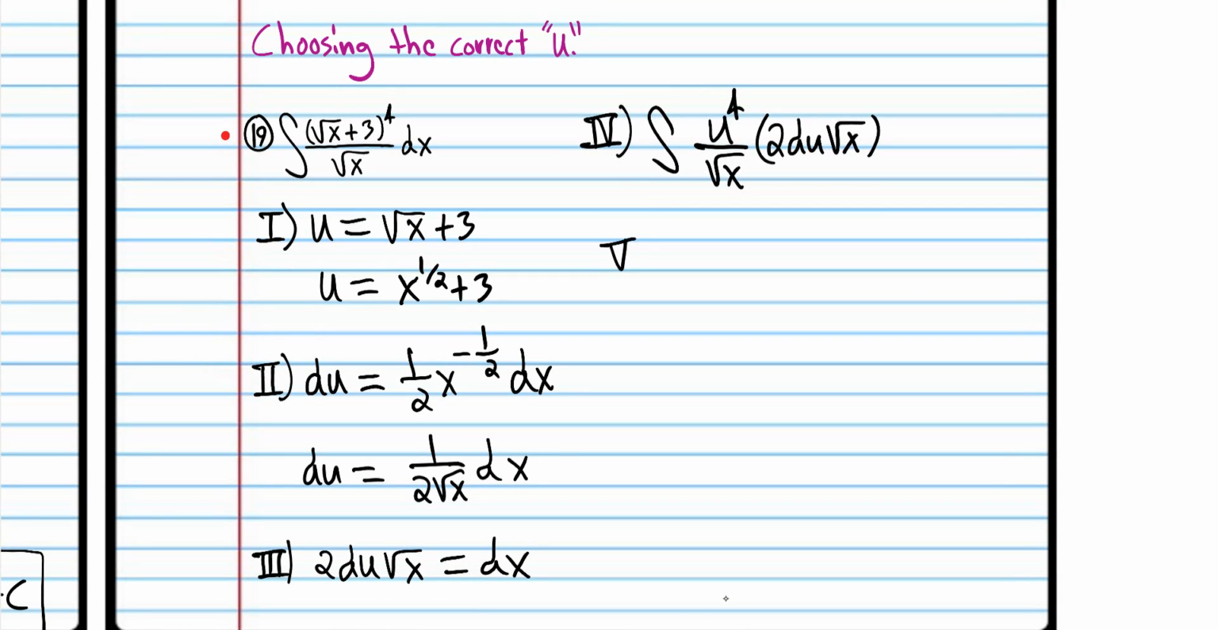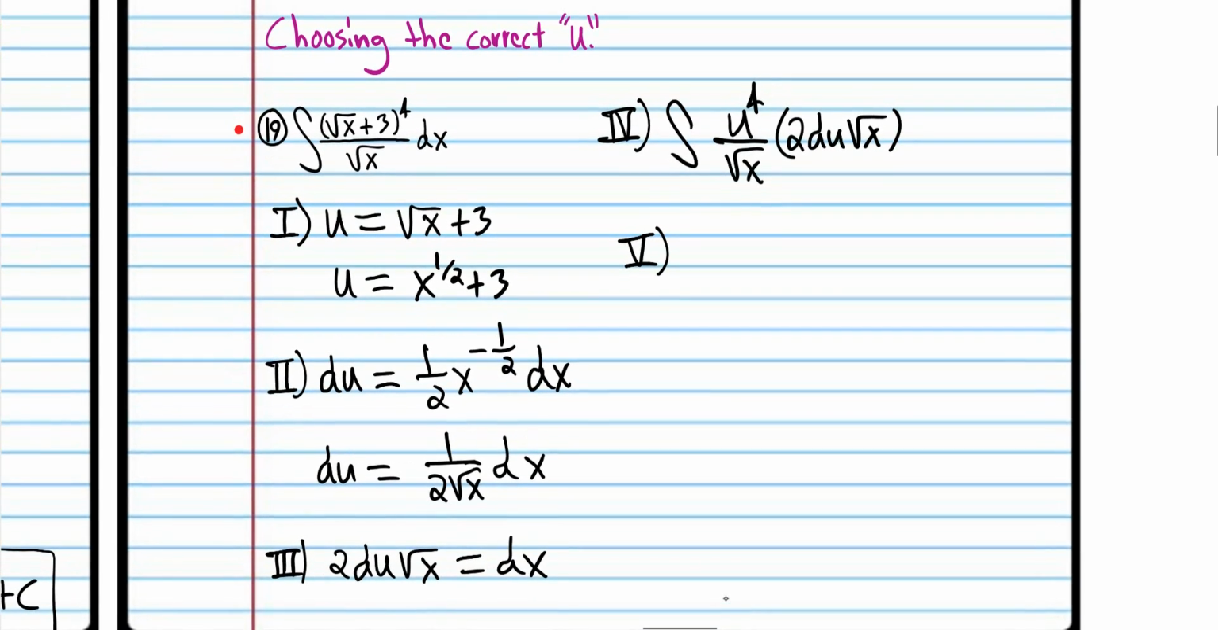Okay, so step number 5 is to cancel out the root x's. So see how these root x's cancel out? You want to cancel out any x's that you can cancel out. And we have a 2 there.